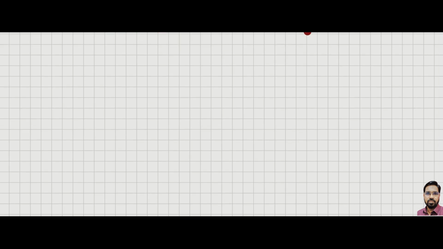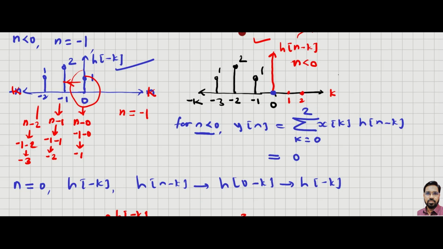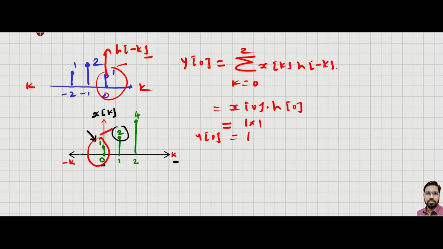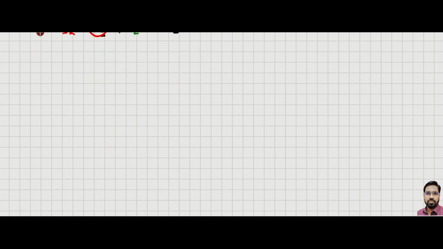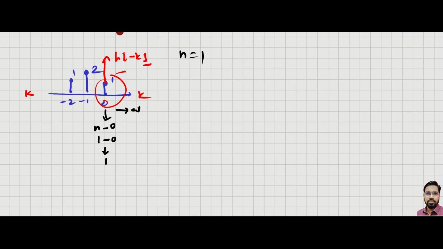Here more explanation is needed. We have h of minus k, and we need to copy h of minus k. I will take this one, or we can take the same h of minus k which we already have here. Now see, n is equal to 1. What will happen? This point will be n minus 0, so 1 minus 0 is 1. So this will shift to the right side, to k equal to 1.